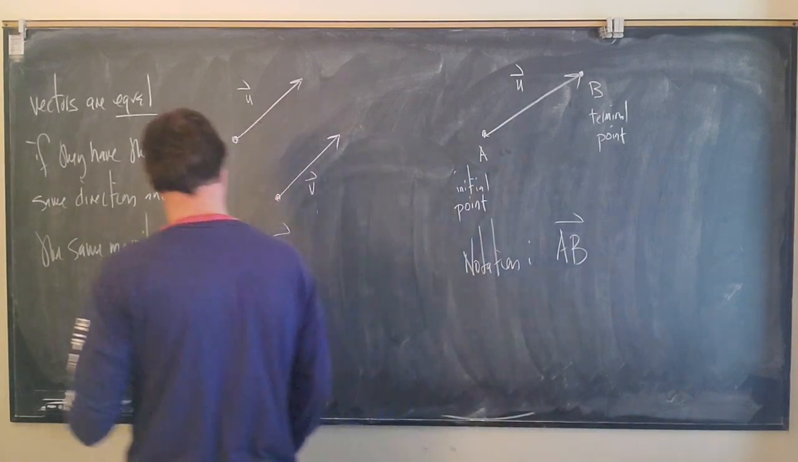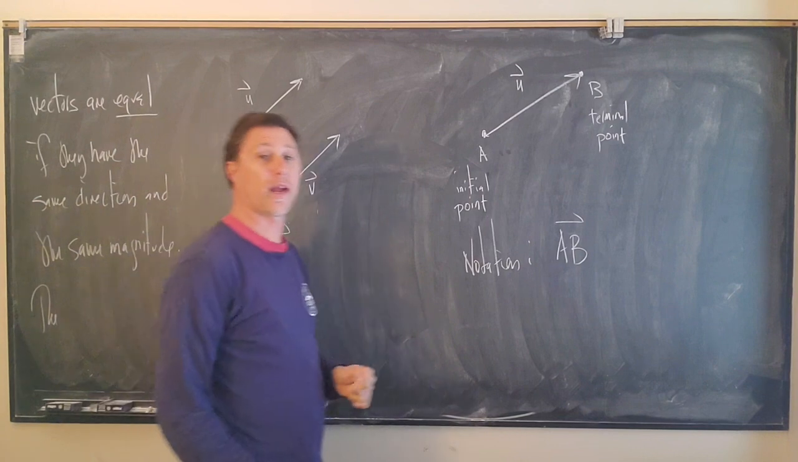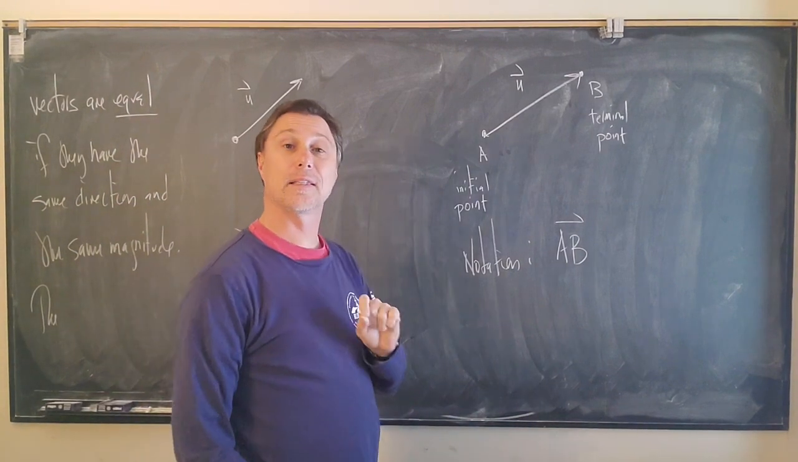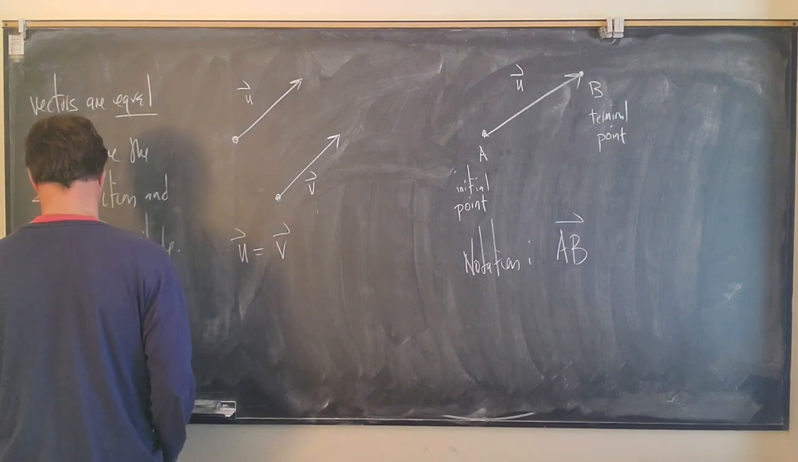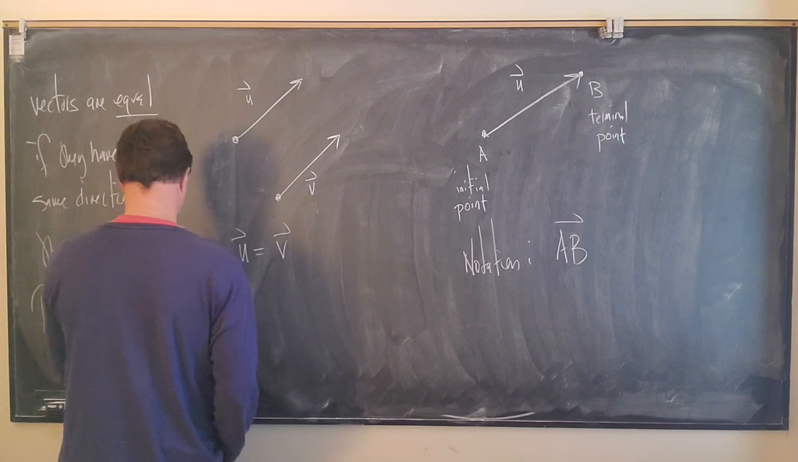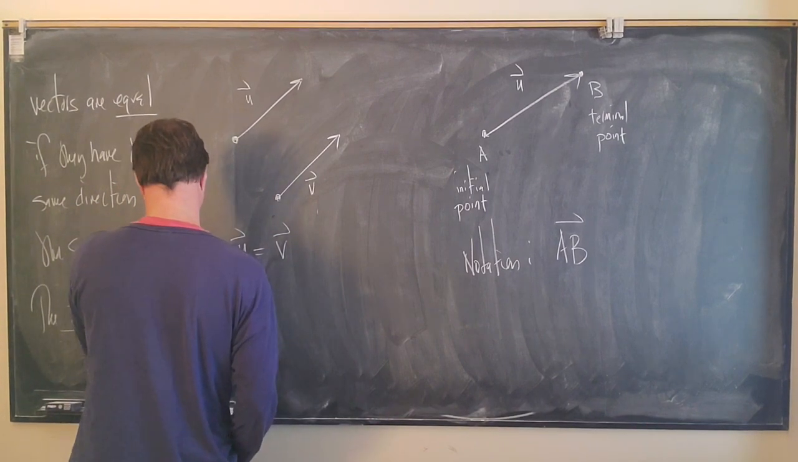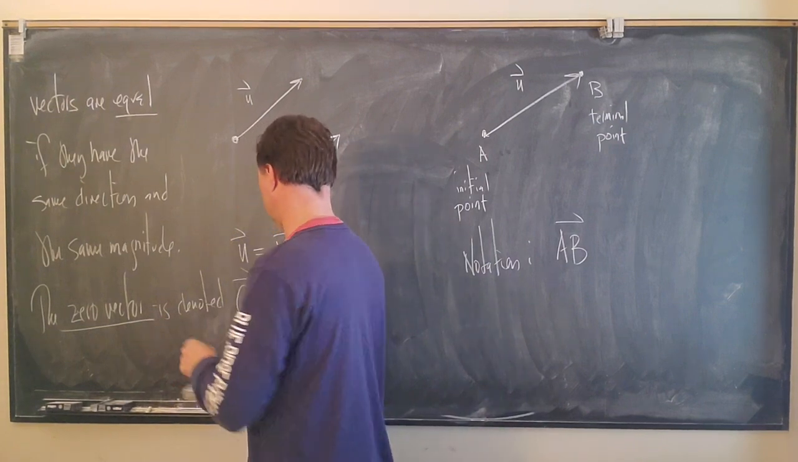There's also a zero vector. It has no direction, and it has length or magnitude 0. The zero vector is denoted using a boldface 0.